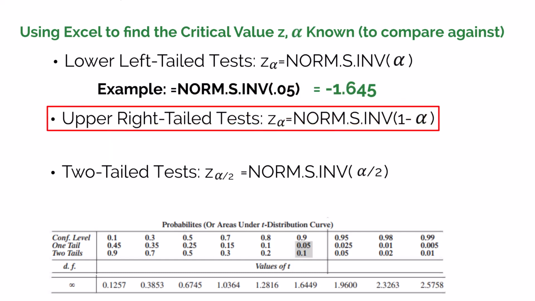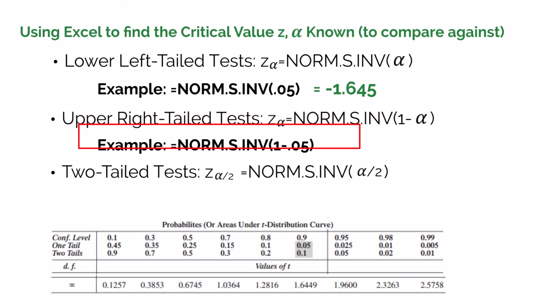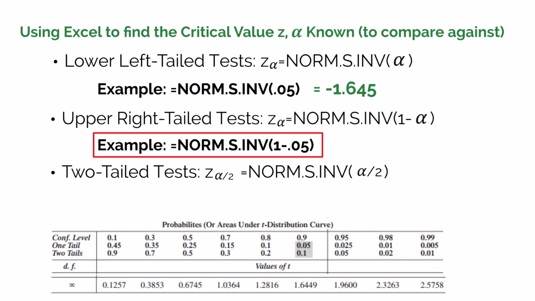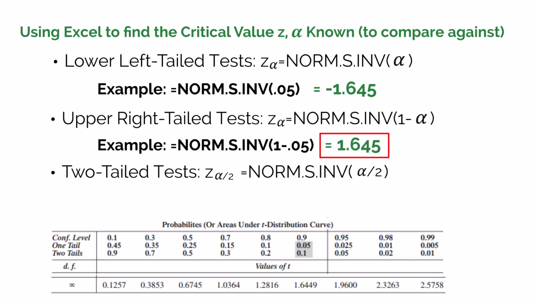Now with an upper right-tailed test, this will be like the left-tailed test, but now we need to take the complement of 1 minus alpha. This is like when we were working with probability distributions when we were interested in the right side of the curve. So for the same 0.05 alpha example, we would use equals NORM.S.INV and then 1 minus 0.05, and we get 1.645.